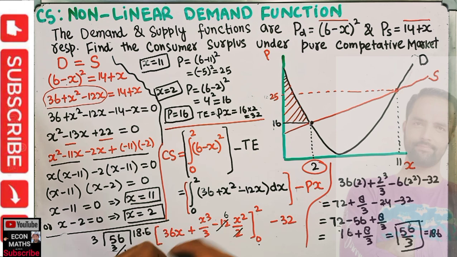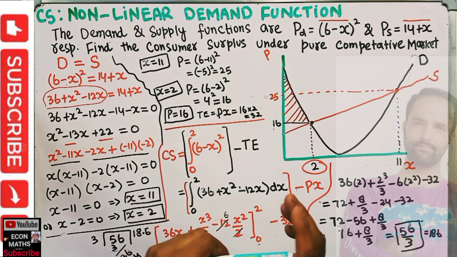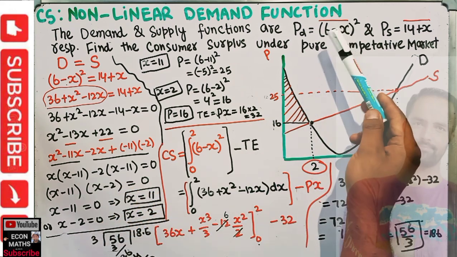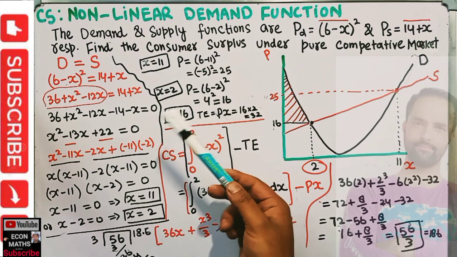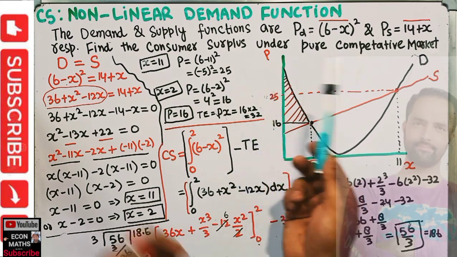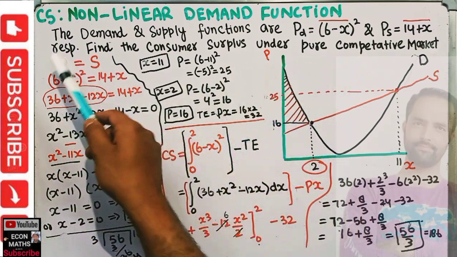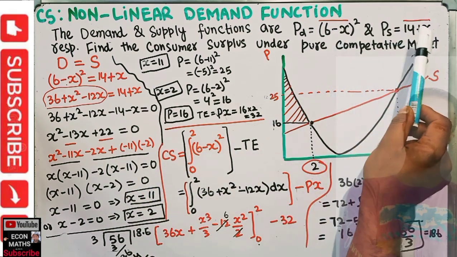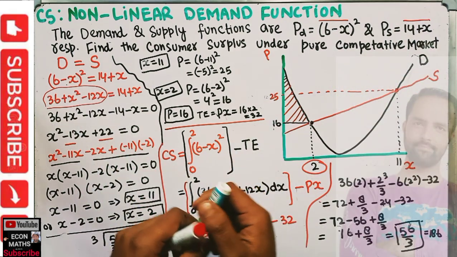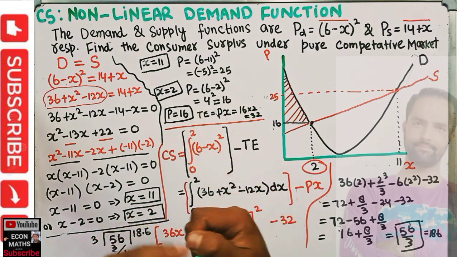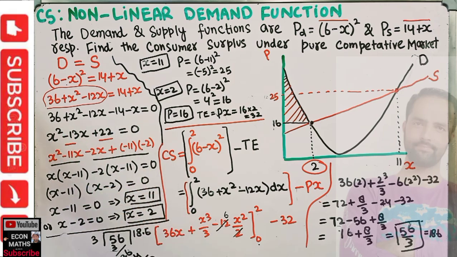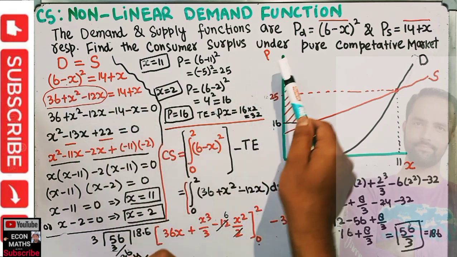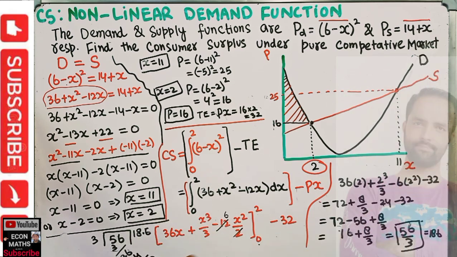Okay, so I hope I made myself clear in this video. Let me repeat: we were given a non-linear demand function and a linear supply function, and we were told to find the consumer surplus. First, at equilibrium, demand should be equal to supply. This is our demand function, this is our supply function. When we equate demand and supply, we get this quadratic function. By the way, this is our demand function, the quadratic one, so it will look u-shaped in this case.